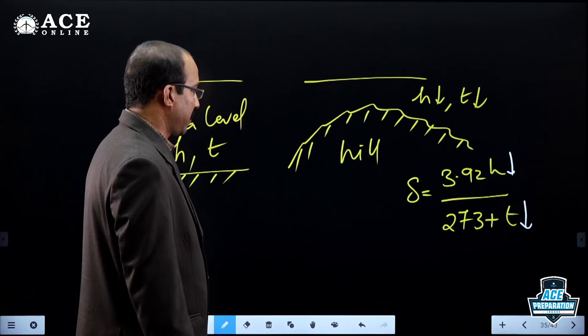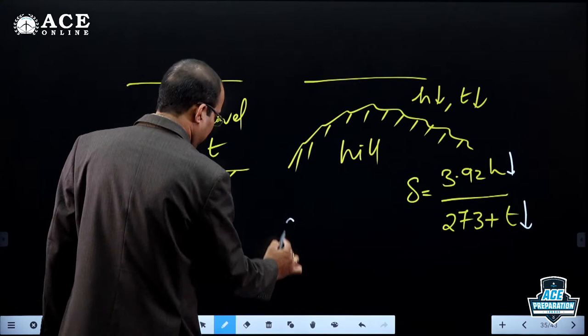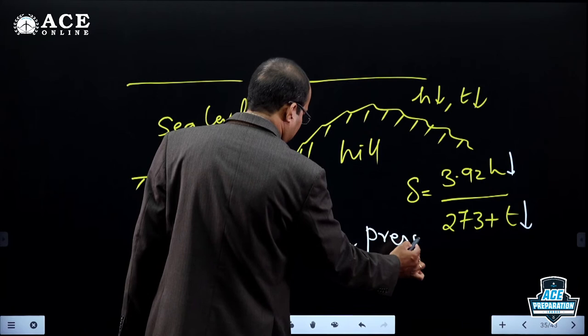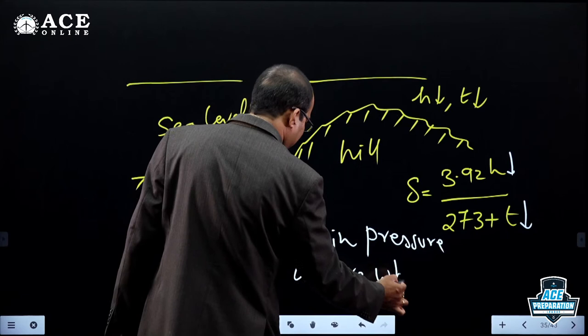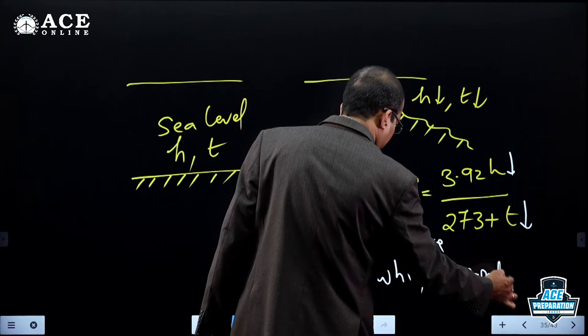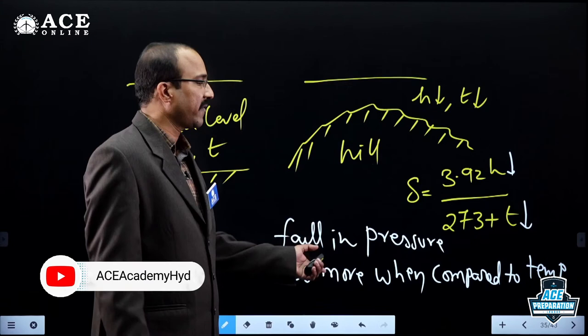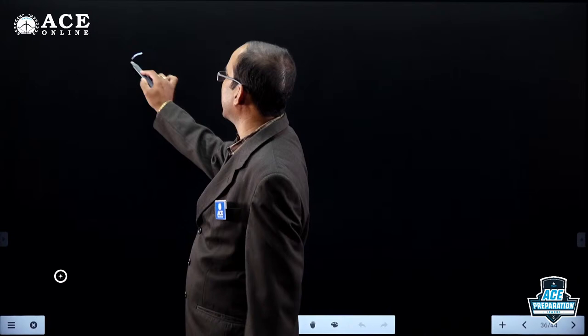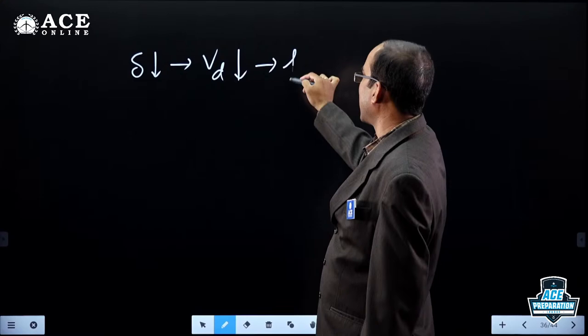But fall in pressure will be more when compared to temperature. So, as the fall in pressure is more when compared to temperature in a hill station, what happens? Delta gets reduced. Vd gets reduced. Corona loss gets increased.